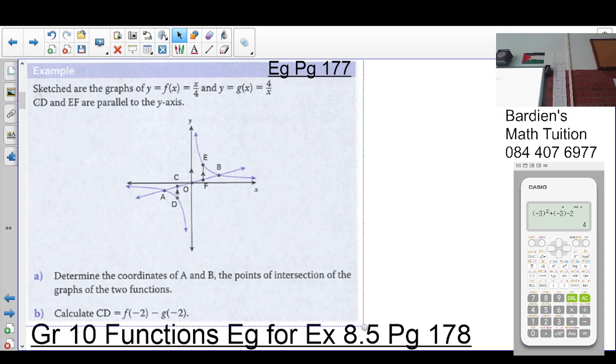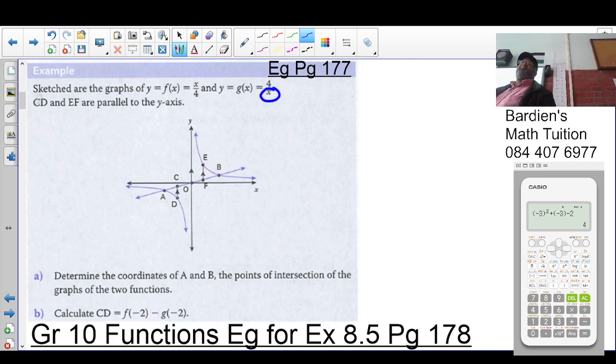Right, people. Sketch out the graphs of y equals f of x, which is equal to x over 4. Whoever says the hyperbola is wrong, because the unknown x must be in the denominator for it to be a hyperbola. So that's actually a straight line graph, and f of x can also be written as 1 over 4 times x. Can you see that? Alright. So that's a straight line, and g of x, which is y equals 4 over x, is your hyperbola graph.